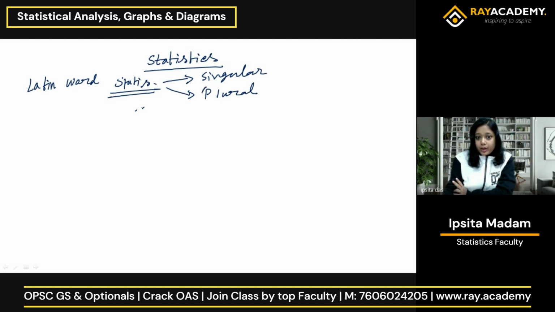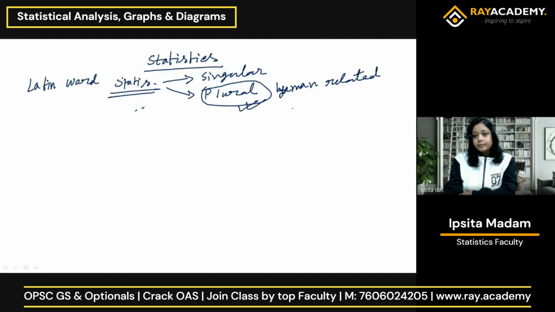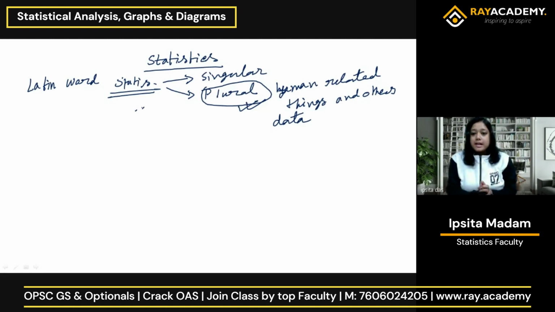First, we define the plural. Normally, all statistical data we observe or follow in our normal calculation-oriented problems is plural, that is, human-related things and other data. This is the plural sense of statistics, and the singular sense comes mostly from the scientific behavior.